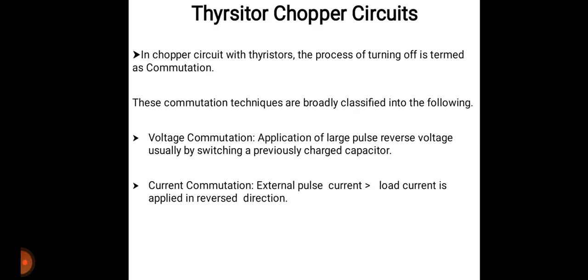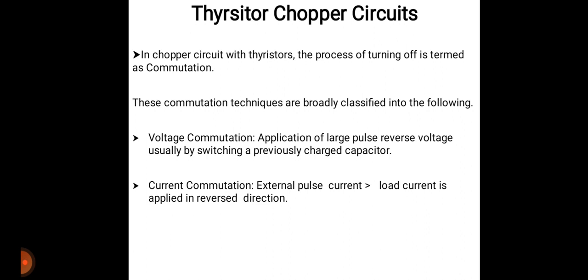Now the next one is thyristor chopper circuits. The process of turning off a conducting thyristor is called commutation. In DC choppers, it is essential to provide separate commutation circuitry to commutate the main power SCR. It may be recalled that a conducting thyristor can be turned off by reducing its anode current below the holding current value and then applying a reverse voltage across the device to enable it to regain its forward blocking capability.